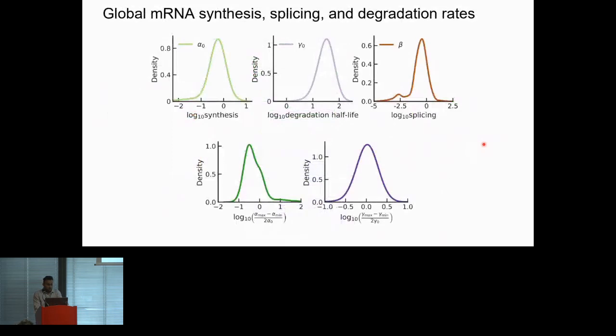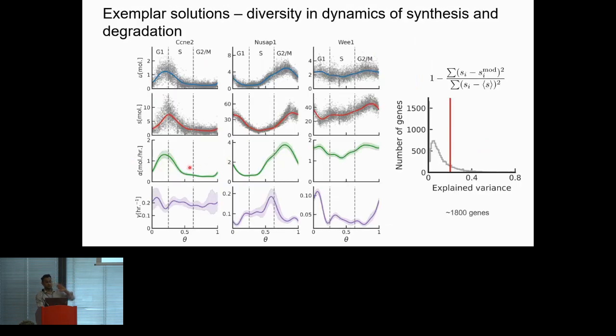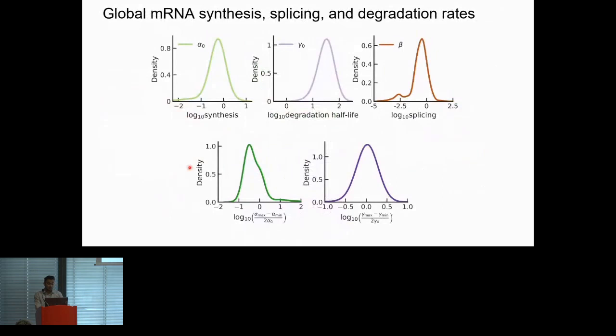These are the global rates. So alpha 0 and gamma 0 are the zeroth coefficient of the Fourier series expansion. Basically, when you just take the average of this trajectory, you get alpha 0. And so this is like the baseline production or baseline degradation of the gene. And you can see that at baseline, it makes about 0.5 molecules per hour. And the baseline degradation half-life is about 15 hours. The interpretation of this as splicing is a bit limited because this is confounded by intronic degradation. So this is not exactly splicing.